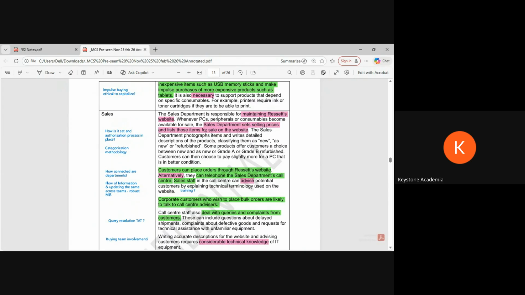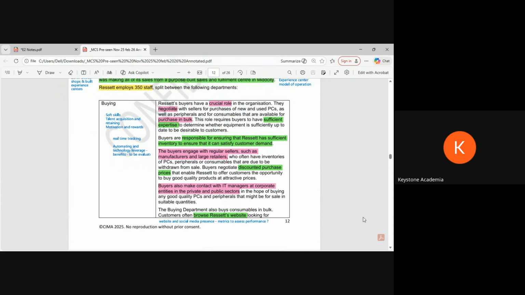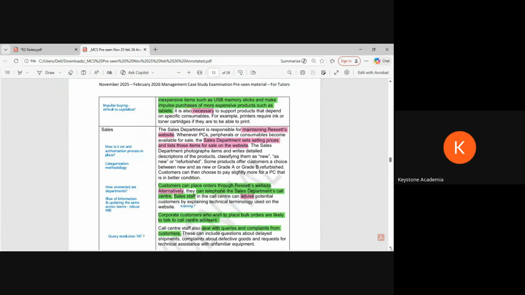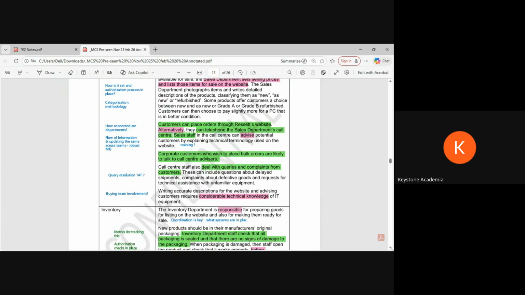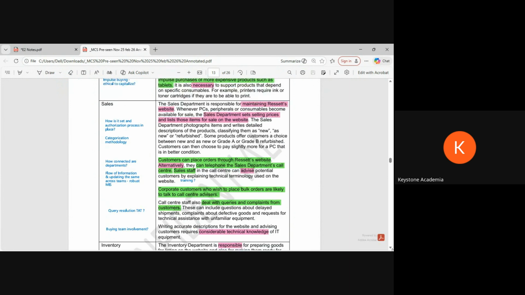Now the sales department is responsible for maintaining Ressett's website. And when they are setting up the website, it depends on the buying department. They have mentioned we need around 50 units when we are uploading something. Reputation risk can arise if you have posted on the website and the buying department has not procured it at the right time, or it's not available with us. Then the inventory department is responsible for preparing goods for listing on the website and also for making them ready for sale. Then another conflict might arise between the sales and inventory departments.